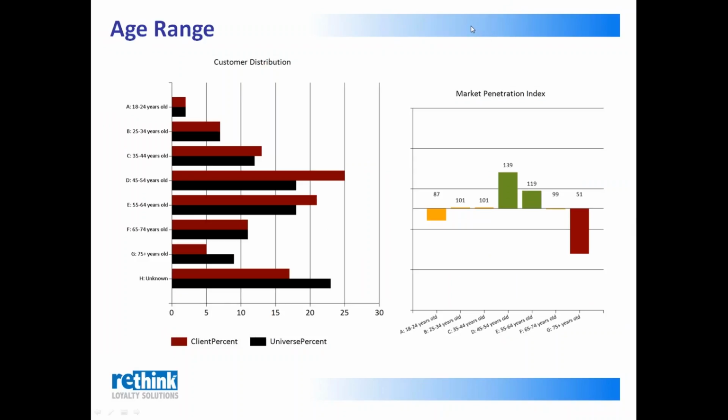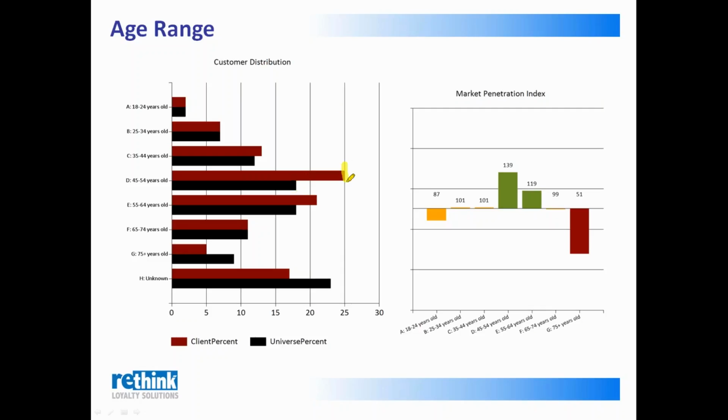If we take the population of 2,100 customers, again illustrated by the red bars, you see here that it's a bell-shaped curve, a little pointy, and it peaks here at the age range of 45 to 54. It makes up about a quarter of the customers. In comparison, it only makes up about 18% of that prospect reference universe.